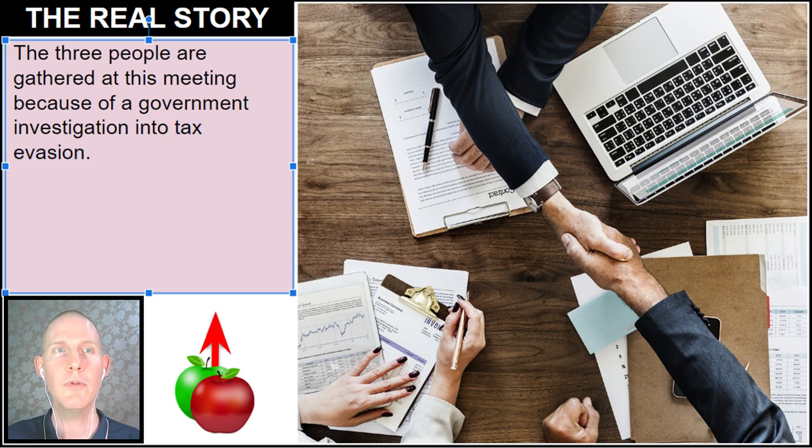So the three people are here gathered, which means they're meeting together. They're in a group because of a government investigation into tax evasion. So let's see who is who.